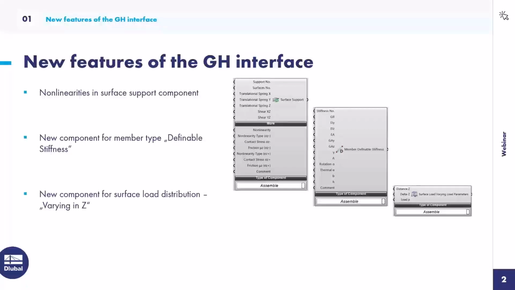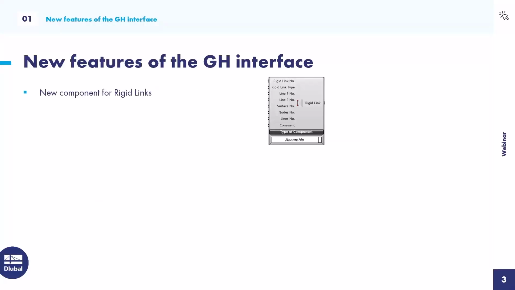The third feature is an extension of the surface load component. We extended it with the load distribution varying in Z direction. In case you have to apply a hydrostatic pressure on a vessel, that would be the load you can use, because you can insert varying forces in the global Z direction. We also created a new component for rigid links. All of those features were wishes from customers, so we try to cover them as well as possible.